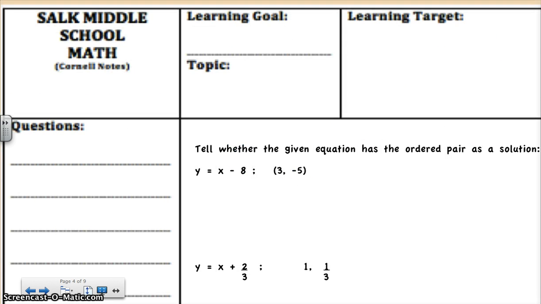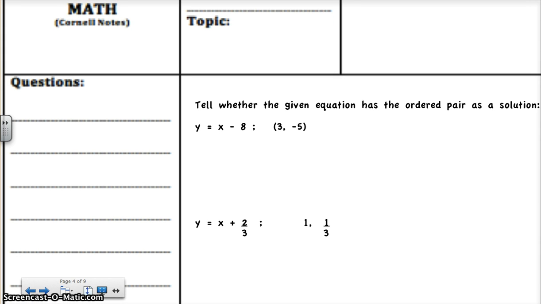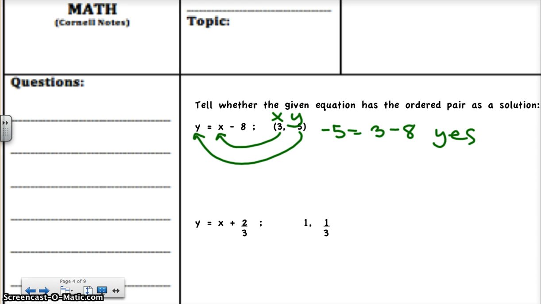Okay, now we're going to continue through this. I want everyone to write an x, y above the x and above the y. So that should be your first step. You're writing an x, y above the x and above the y. So I have my 3 as my x, my -5 is my y. Now I'm putting the arrows. 3 is going to the x, -5 is going to the y. Here we go again. So now I have -5. Does that equal 3 minus 8? Yes. Another solution. What a surprise.